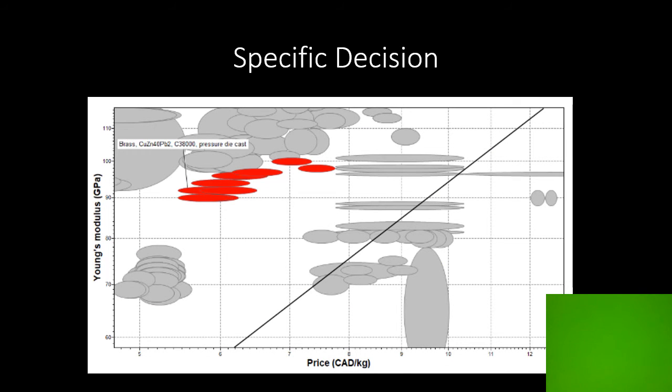To decide on a specific brass alloy, a level 3 plot on the CES software was used. In this plot, all brass alloys meeting the Young's modulus requirement were considered. From these options, the cheapest brass option, which was designed for casting, was chosen. The chosen material is brass, copper zinc 40, lead 2.